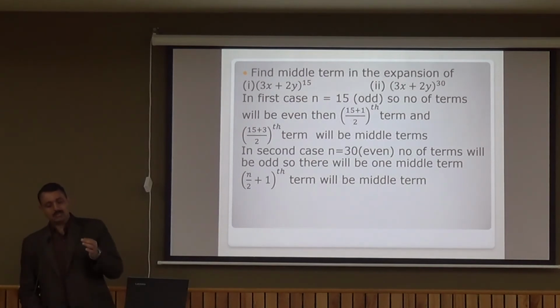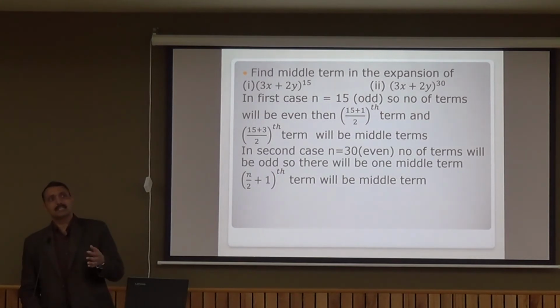So in the case of (3x + 2y)^15, we observe that n is equal to 15. That is odd. If that is odd, the total number of terms will be even. So in the expansion, we will have 16 terms. Now, which will be the middle terms? The (15+1)/2 th term and the (15+3)/2 th term will be the middle terms. So the 8th term and the 9th term will be the middle terms, and by the same working procedure, we can find T8 and T9.